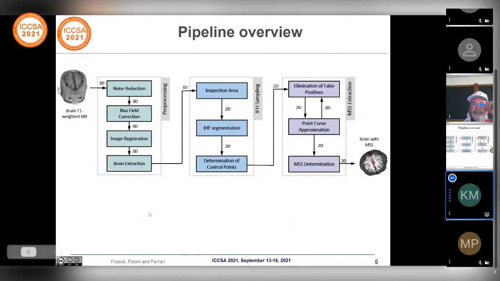Our methodology consists of the following steps: image preprocessing, IHF sampling, and the MSS extraction. For the preprocessing, we have used the non-local means technique for noise reduction, the N4-ITK for bias correction, the NiftyReg tool for a fine registration, and the robust brain extraction to extract the brain. The following steps will be more detailed in the next slides.